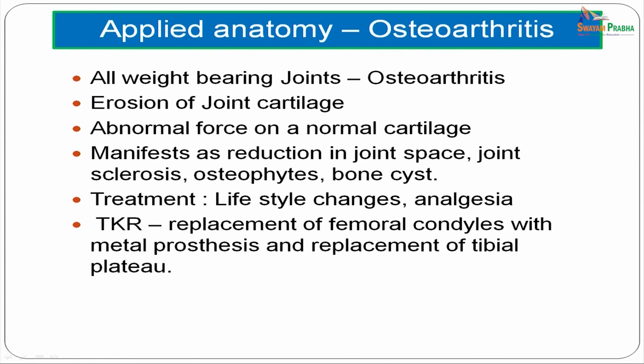The condition usually manifests as reduction in joint space, joint sclerosis, which is destruction of the joint architecture, presence of osteophytes, which are small spicules of bone which develop within the joint, and formation of bone cysts. Treatment of osteoarthritis in the earlier stages includes lifestyle changes and simple analgesia.